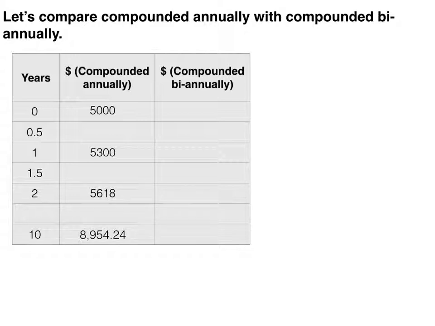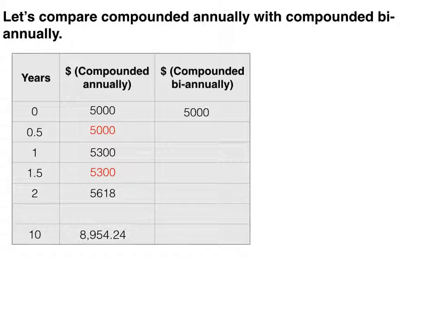Then we compounded biannually. But before we get to that, let's look. What is happening after a half a year? Well, we haven't earned any interest. We still only have our $5,000 because our interest doesn't get compounded until after a full year is up. After 1.5 years, we still have that $5,300 after we got the interest from the first year, but we haven't accrued any more interest.